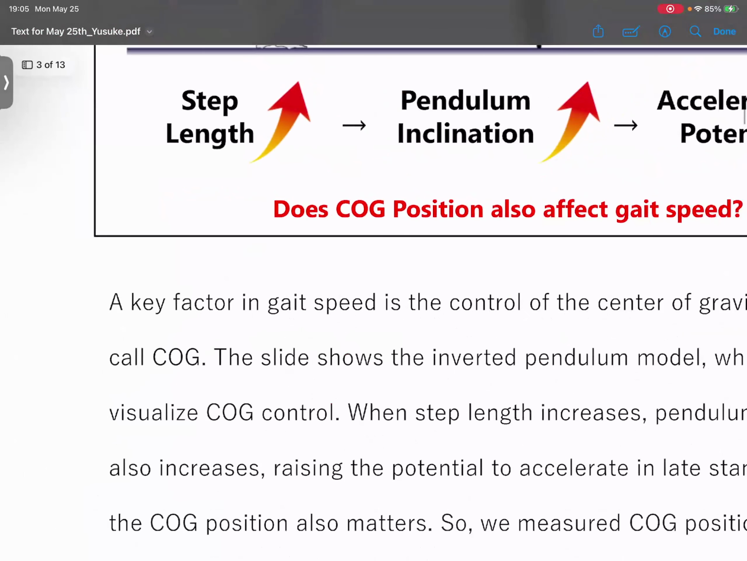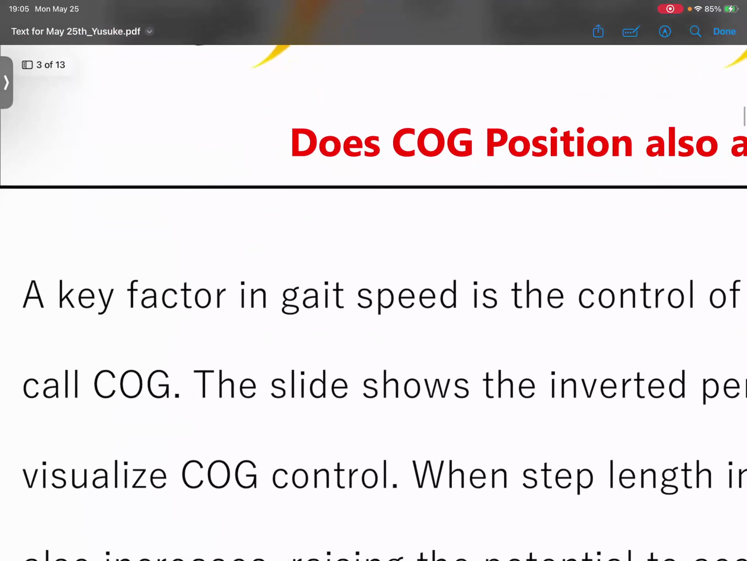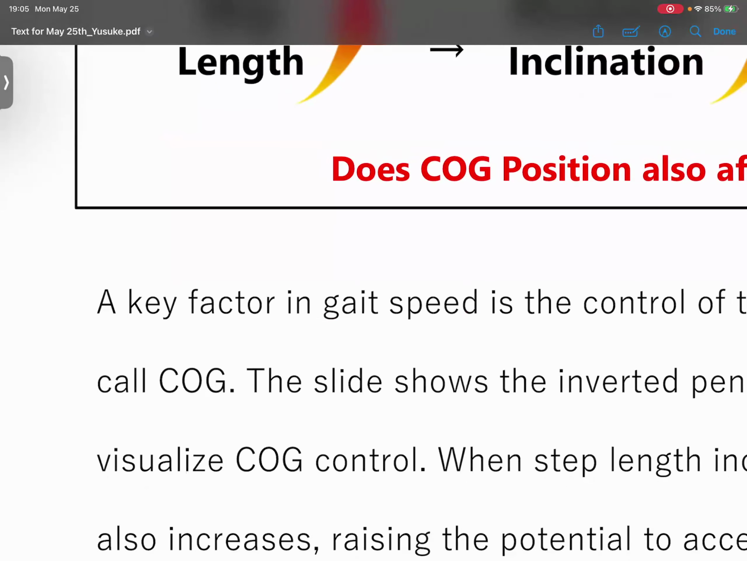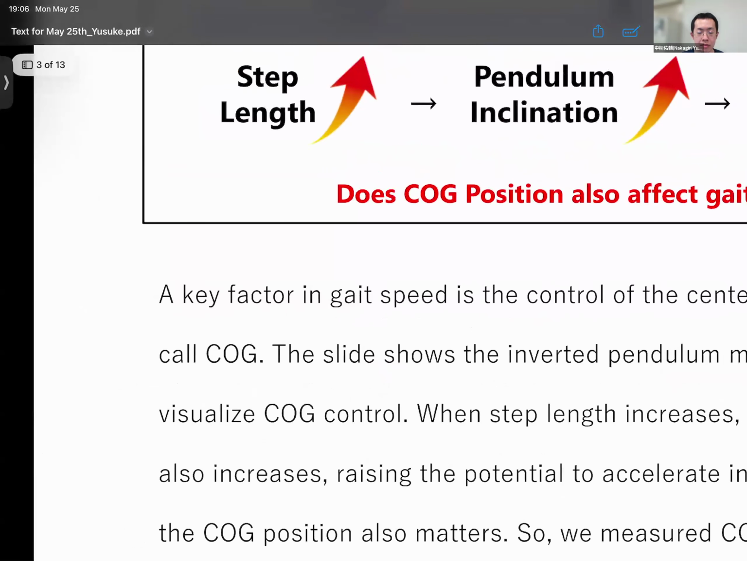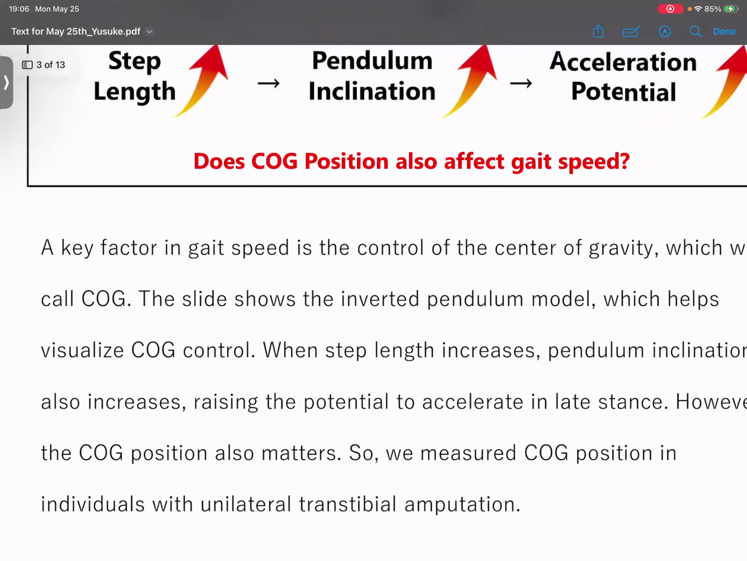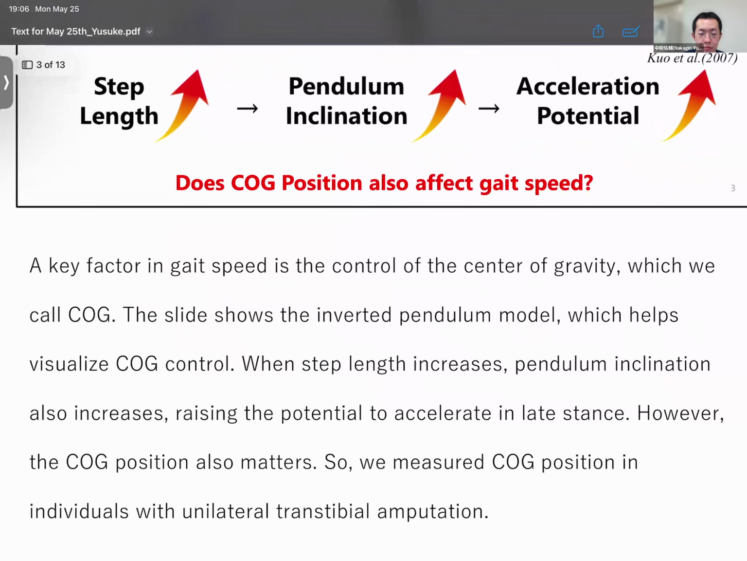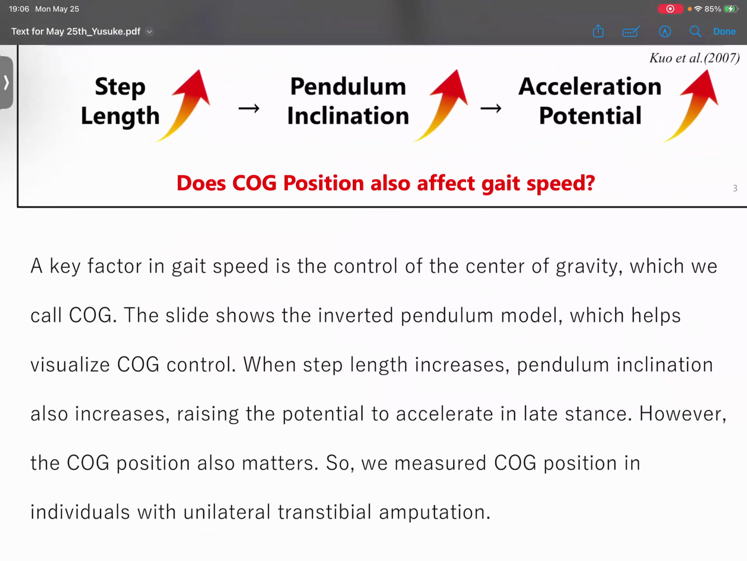This is very common for Japanese students. They'll say "gate" instead of "gait." Gait. Yes. A, B, C, not A, B, C. Which we call COG, or center of gravity.